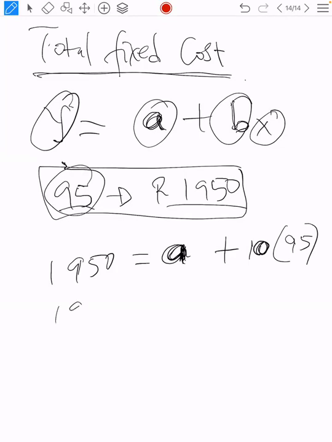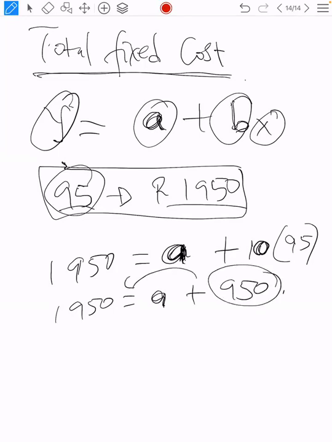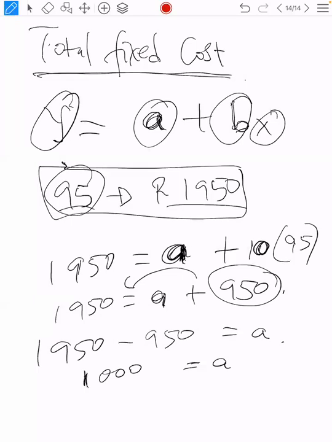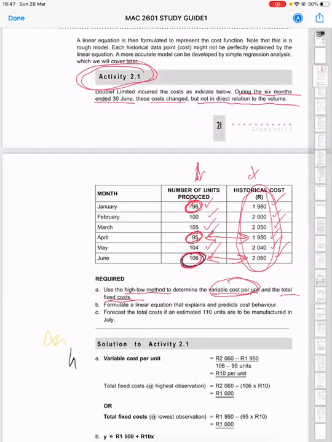Right. I come next here, say 1950 is equal to A plus 950. I take this one to that other side. It becomes 1950 minus 950 is equal to A. It means that 1000 is equal to A. Right, I'm allowed to rewrite this as A is equal to 1000 rands. So my fixed costs are equal to what? 1000 rand.